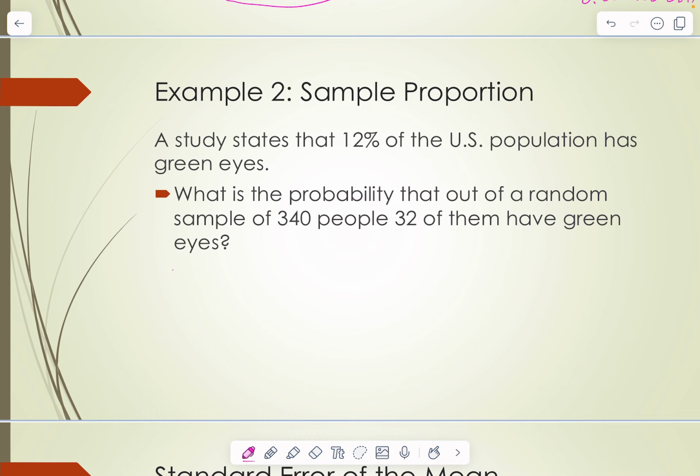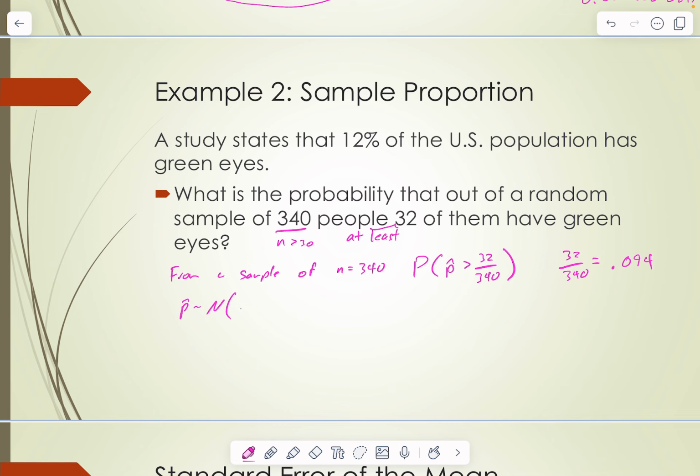Okay. A study states that 12% of the U.S. population has green eyes. What is the probability that out of a random sample of 340 people, at least 32 of them have green eyes? So what's the probability that p hat is going to be greater than 32 over 340? So remember that p hat, because n is much bigger than 30, is going to be normally distributed with a mean of 0.12 and a standard deviation of the square root of 0.12 times 0.88 divided by 340. And that equals 0.0176.